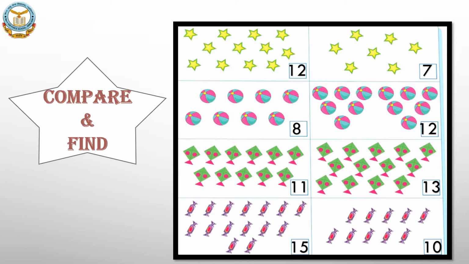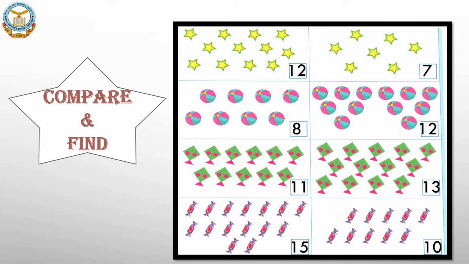Now we'll move to the third box. In this box, kites are arranged. In the first one, 11 kites are arranged, and in the second box, 13 kites are arranged. So, it's pretty clear that 13 is bigger than 11. We are going to open the crocodile mouth towards 13. Let's move to the last one.